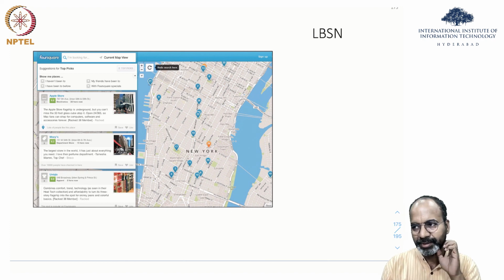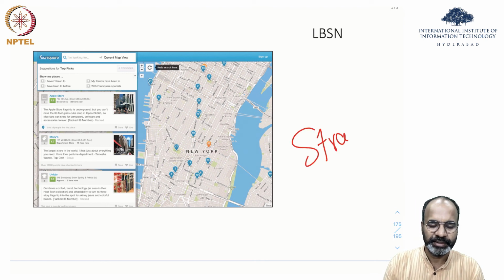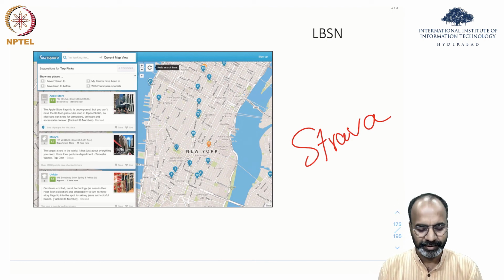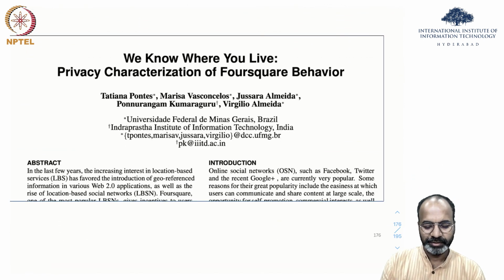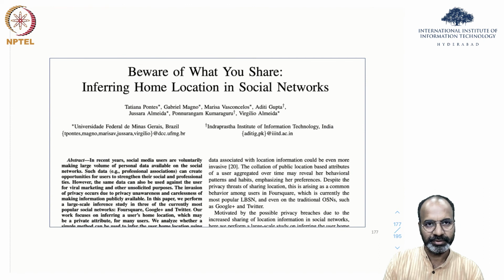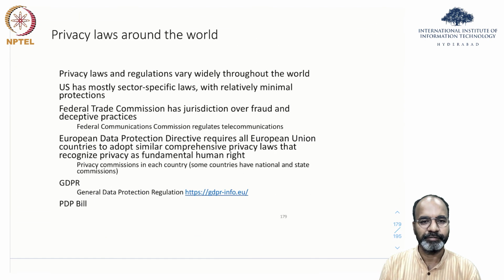Then we spent a little bit of time on location-based social networks and how privacy is a problem in them. We talked about Strava, also a location-based social network, also a fitness social network. We delved deeply into the first paper, in detail, on how you can identify a home address and how accurately you can identify it. Same thing with another paper where you can identify a home address.